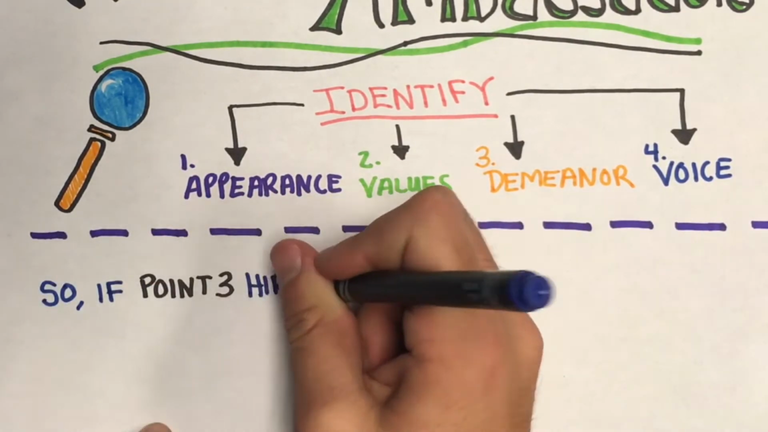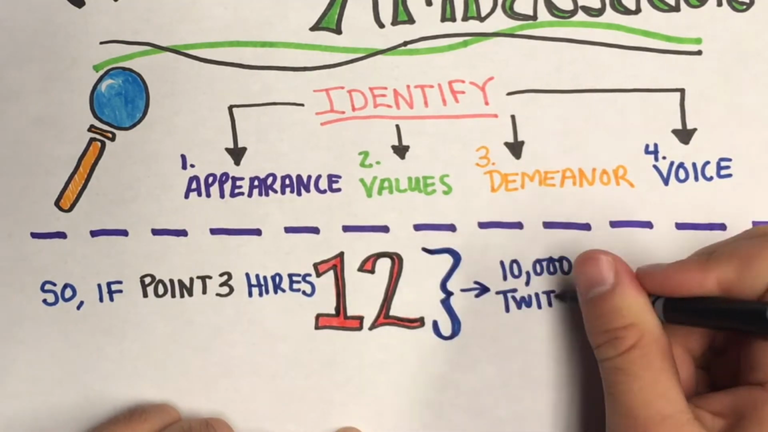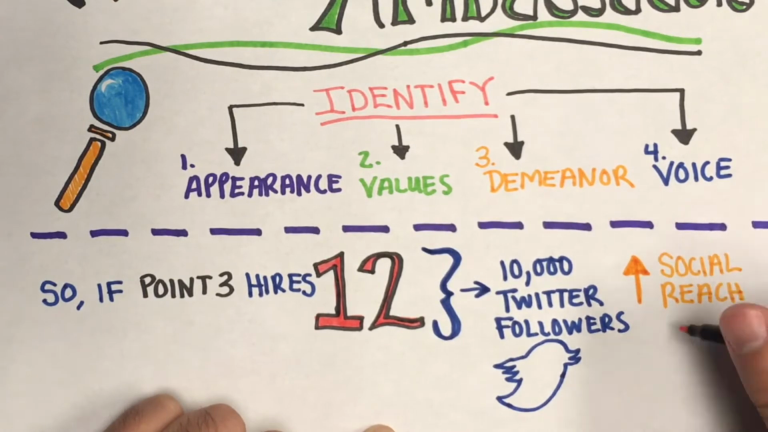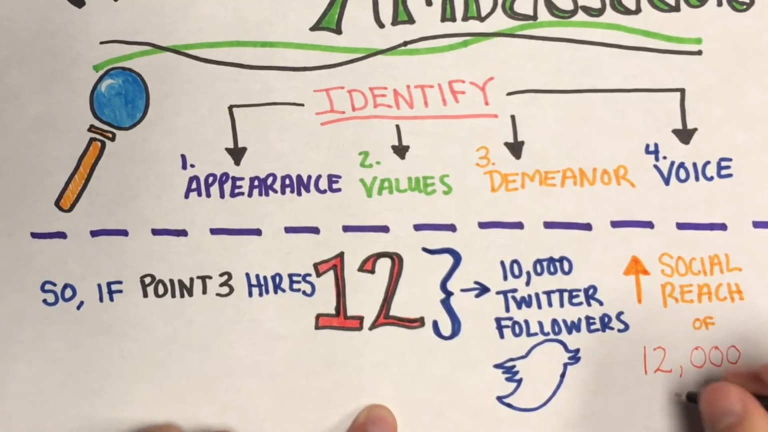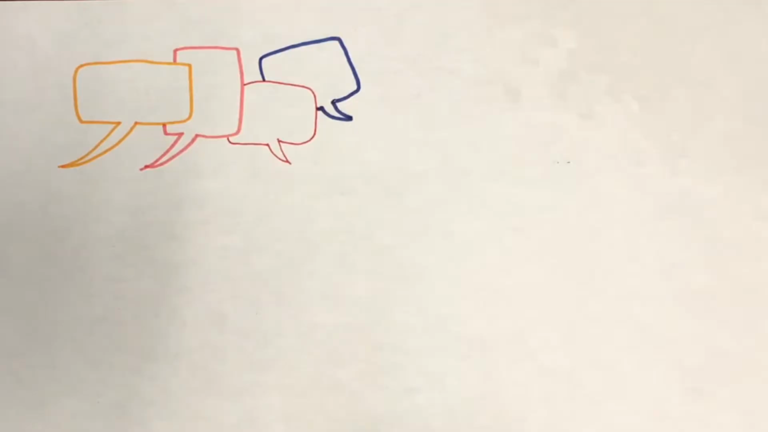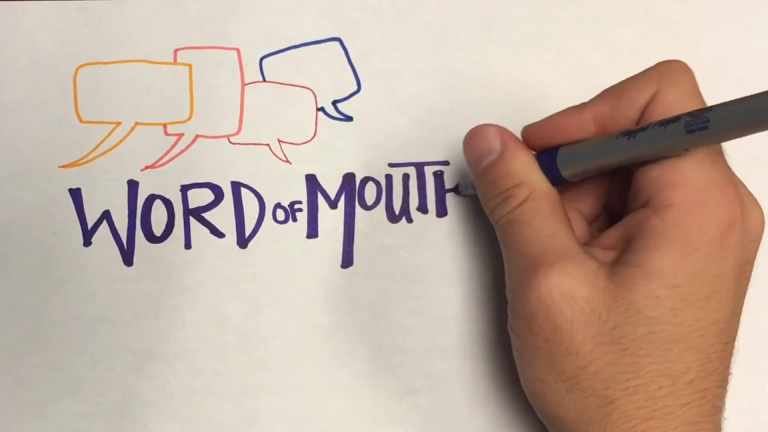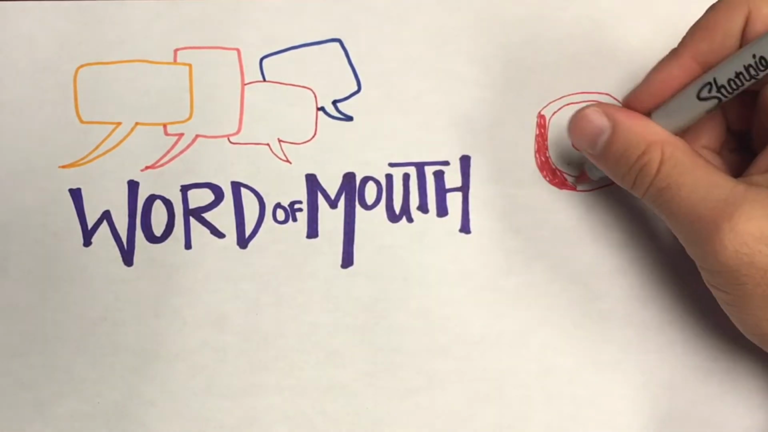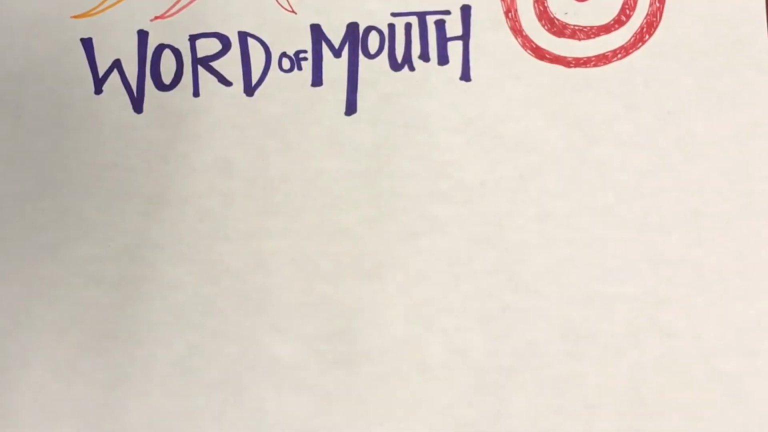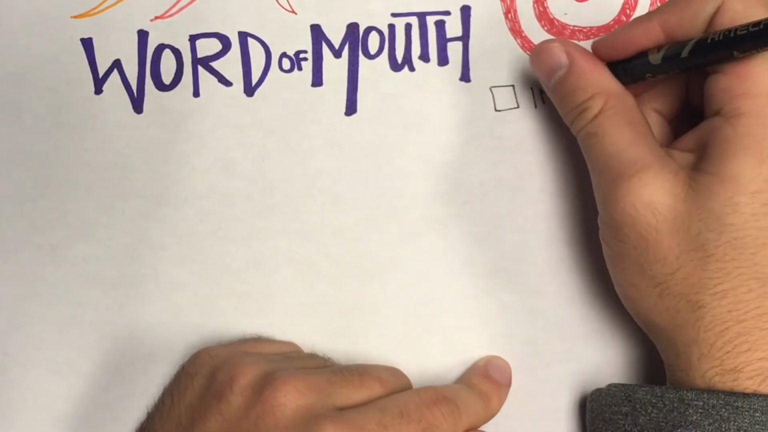Hypothetically speaking, if Point 3 were to hire 12 new brand ambassadors, they would likely experience a 10,000 follower increase on Twitter, as well as an increase in overall social reach by around 12,000. One of the most old school, yet still one of the most effective types of marketing is simply word of mouth. Think about it. More likely than not, Point 3 customers are friends or family with other target consumers. So, therefore, word of mouth marketing can help increase the visibility of the Point 3 brand.